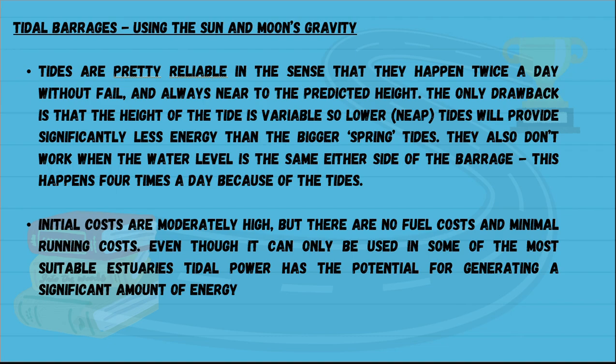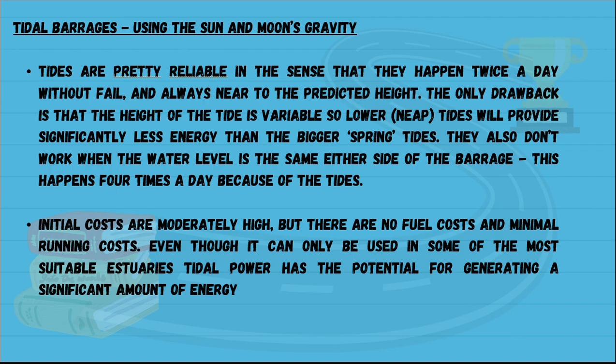Tidal barrages using the sun and moon's gravity. Tides are pretty reliable in the sense that they happen twice a day without fail and always near to the predicted height. The only drawback is that the height of the tide is variable, so lower neap tides will provide significantly less energy than the bigger spring tides.